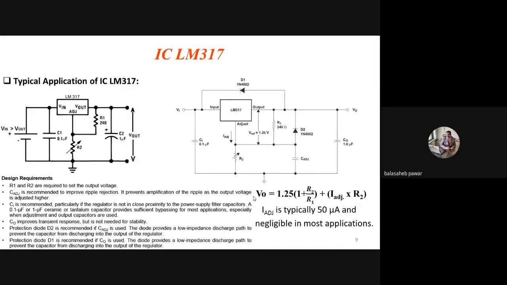Do that calculation properly, because the same thing today during our practical session we will implement, and we will find out the percentage load and line regulation for this circuitry. That is our next practical, and today we will complete it during our practical session at 2:15 p.m.